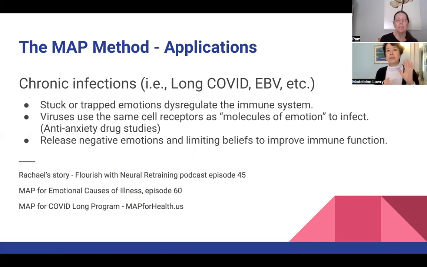So for people who have chronic infections, we find that there are repressed emotions that are dysregulating the immune system. This can be from past traumas.